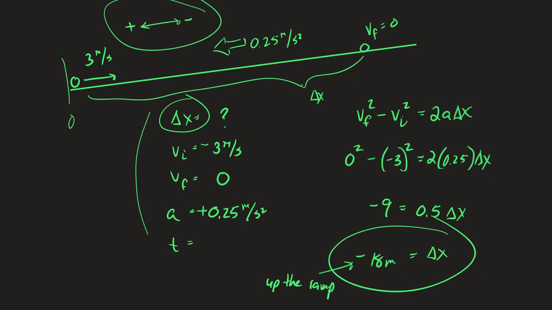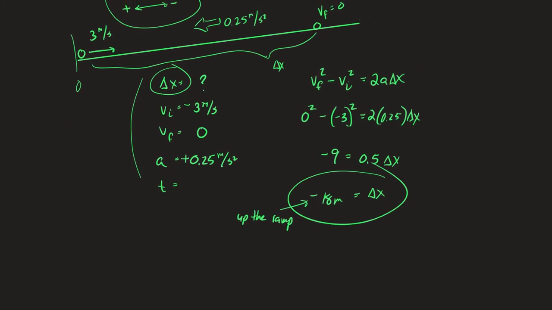I chose negative to be up the ramp. My answer worked out to be negative. So it told me that the ball will go up the ramp 18 meters. Getting the negative here isn't wrong. It merely explains to me the direction of the answer.